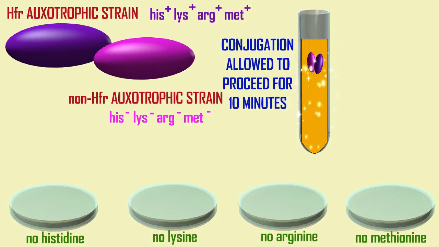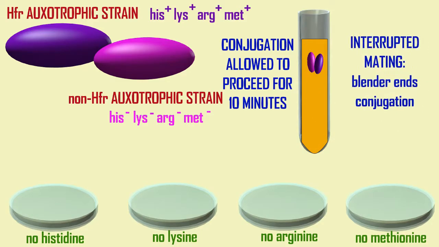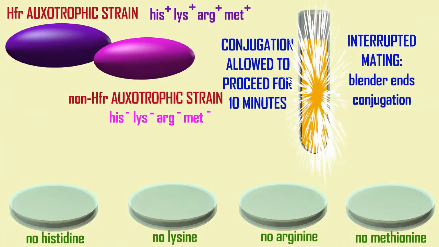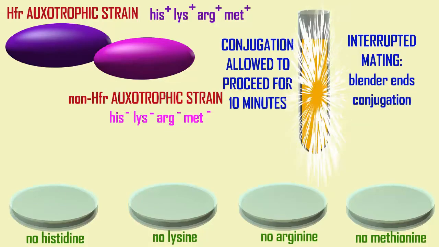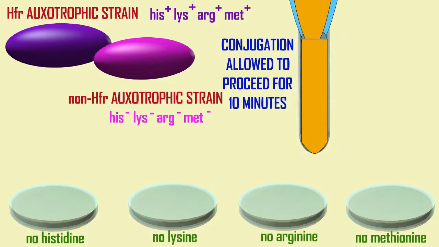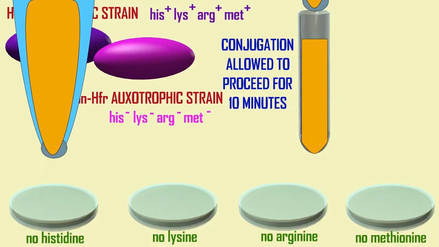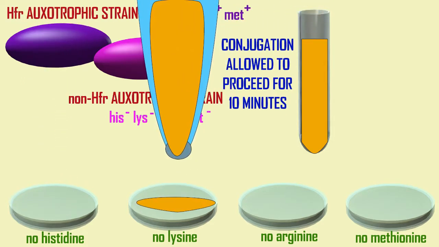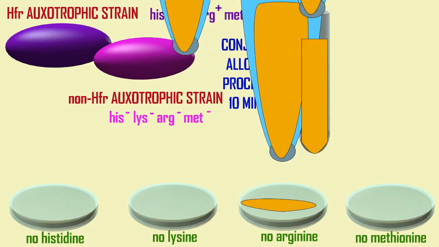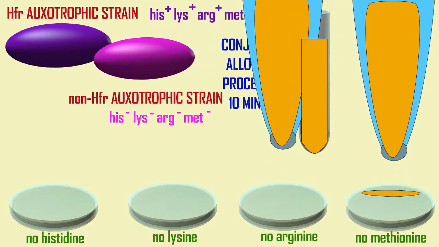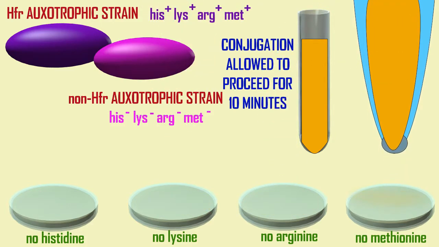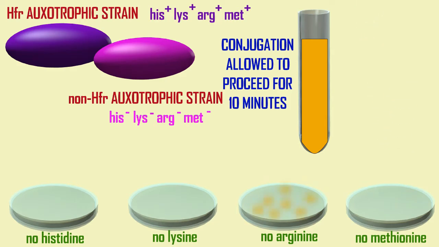Let's imagine that the purple strain has an Hfr plasmid, and that it is His plus, in which it can make its own histidine. It does not have to be supplied histidine. Lys plus, it can make its own lysine. Arginine plus, it can make its own arginine, and methionine plus, it can make its own methionine. So these metabolites do not have to be supplied in the media.